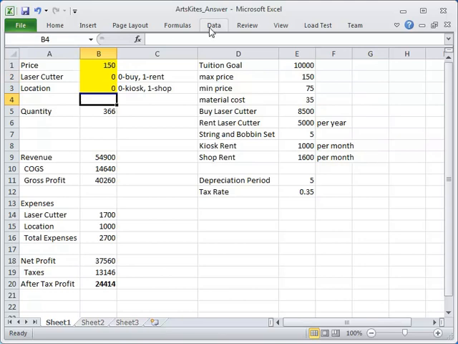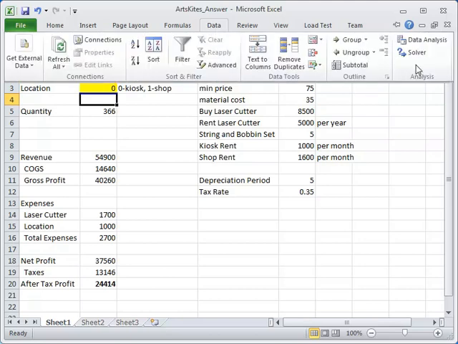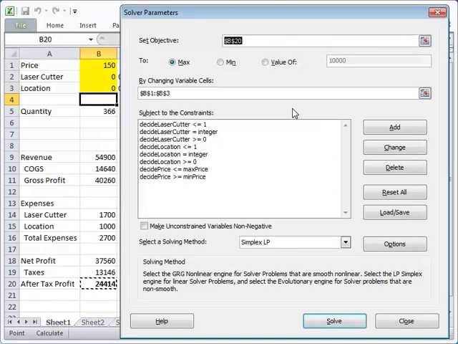So in a case like this, let's take a look at how Solver would solve this problem. I go to Data and select Solver, and my objective is my after-tax profit, which I want to be set to a maximum. The cells that I have that are changing are B1, B2, and B3. If this is unfamiliar to you, then you need to go back and look at the intro to Solver and the using Solver parts of this week's lesson.